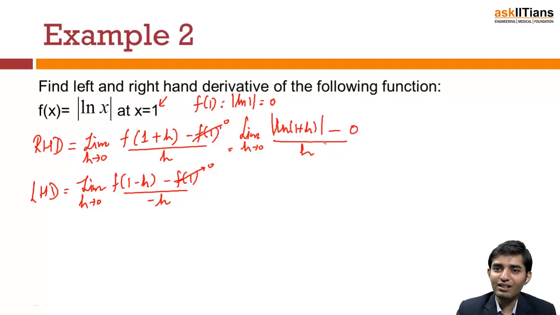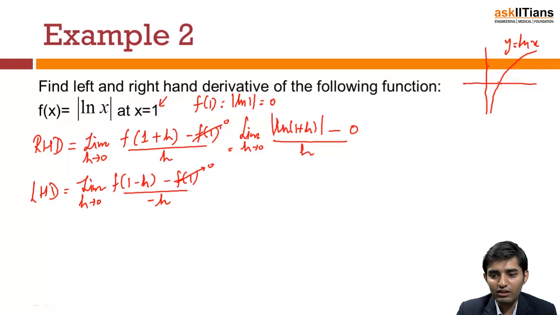Now see, if I look at the graph of ln x, right, what is the graph of ln x? The graph of ln x is something like this, right? If this is the graph of ln x, this point is x equal to 1. Now I am talking about ln of 1 plus h. 1 plus h means x is greater than 1. If x is greater than 1, this point will be somewhere here, 1 plus h. If x is greater than 1, then ln x will be positive. So this ln of 1 plus h will be a positive quantity, so this mod will open in positive, because ln of 1 plus h is already a positive quantity.